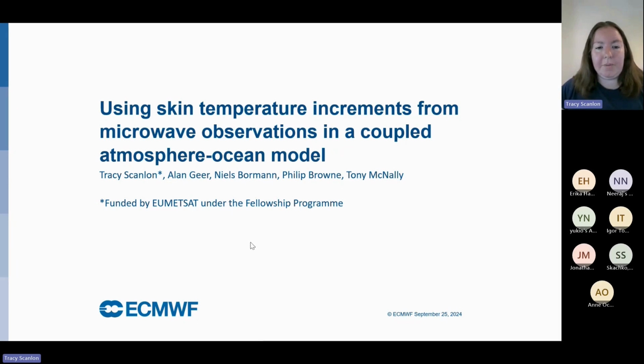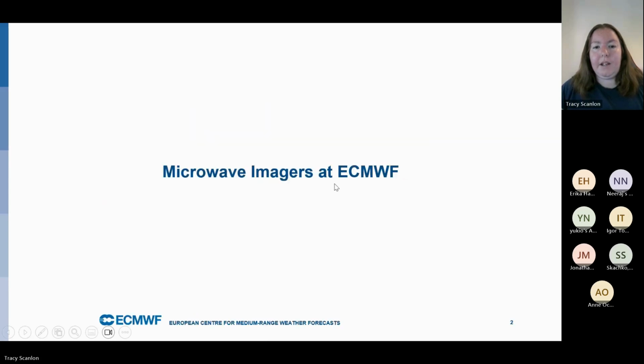As mentioned, I'm a EUMETSAT Fellow, so I work on microwave imagers at ECMWF under this fellowship programme. I've been focusing on the use of skin temperature increments from microwave observations and putting these into our coupled atmosphere ocean model. So firstly, I'd like to give you a background on microwave imagers at ECMWF.